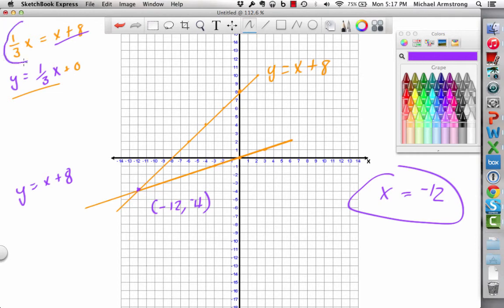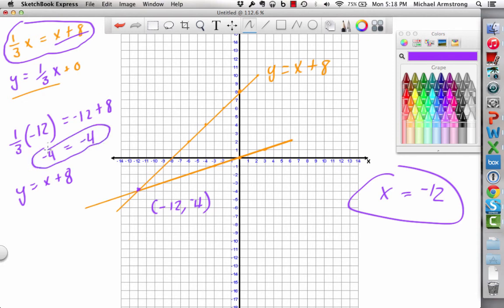And that should be the answer, so let's put that back into our original equation. What happens if I put in 1/3 of x, 1/3 of negative 12? Is that equal to negative 12 plus 8? Well, 1/3 of negative 12, 1/3 of 12 is 4, so that'd be negative 4. And negative 12 plus 8 is also negative 4. And so we can see that that works. We checked our work, and the x is what we were trying to find. All right, great job. Use graph paper.